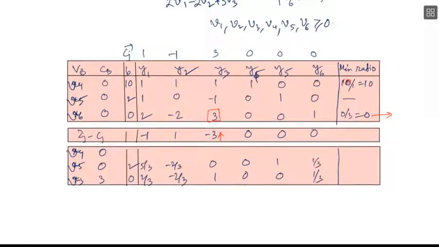And for the first row I have to subtract. 10 minus 0 is 10, 1 minus 2 third is 1 third, 1 minus 2 third, that is 1 plus 2 third is 5 by 3, it is 0, it will be 1, it will be 0, and it will be 0 minus 1 third, that is minus 1 third. Next we calculate Zj minus Cj's.